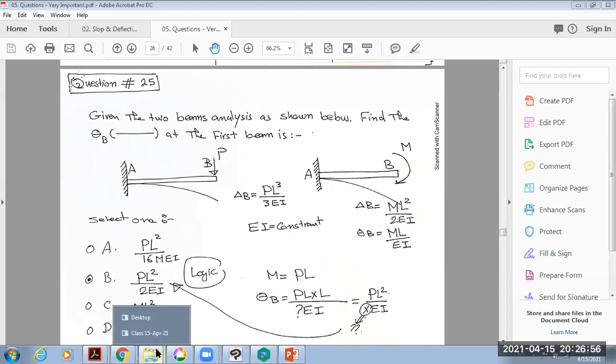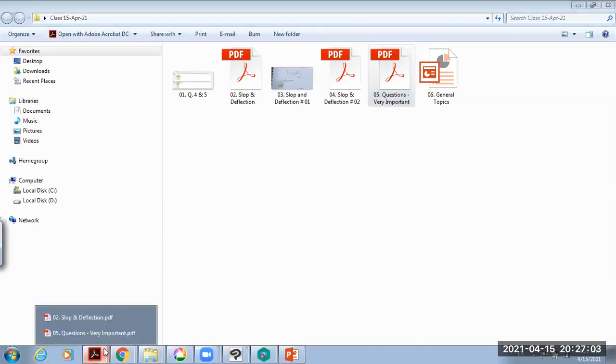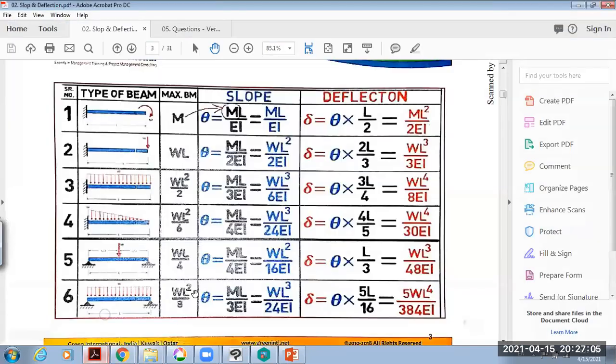Let us go for our second point from our class. That means we now have slope and deflection. These are the slides you have in your WhatsApp now. I believe you have to print this file because there are a lot of questions here. You have to solve them.